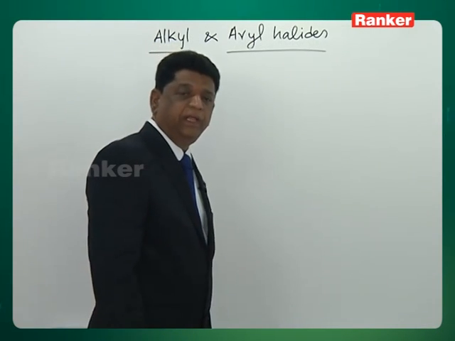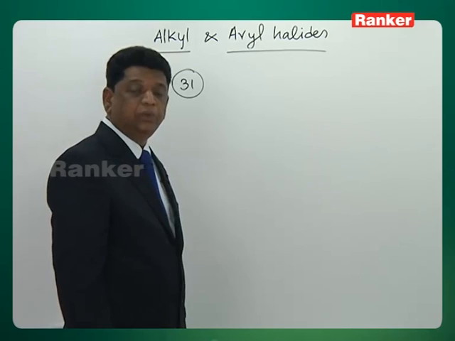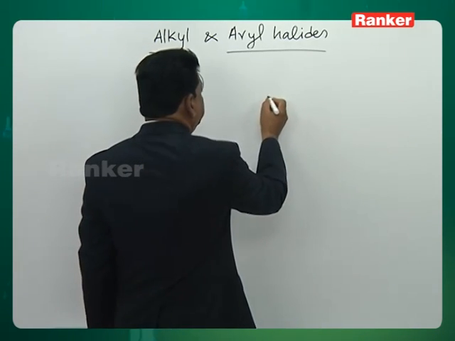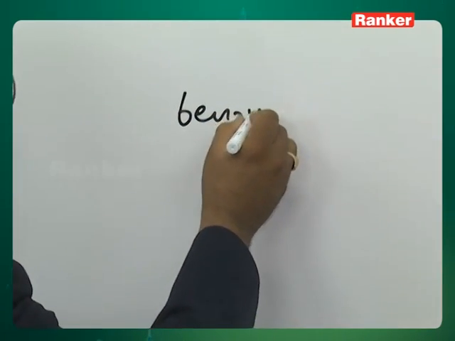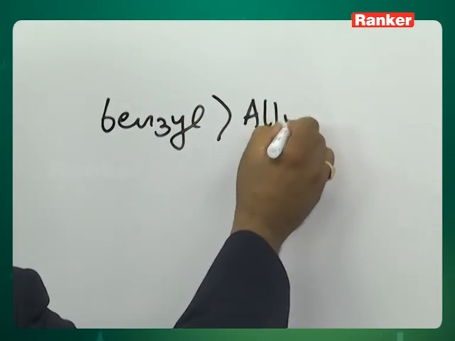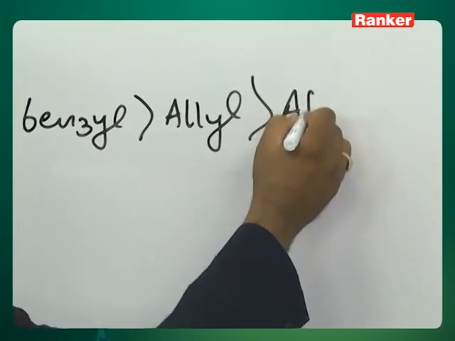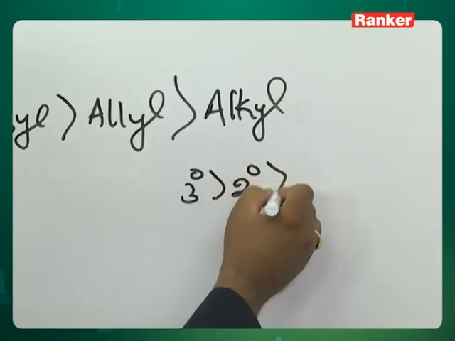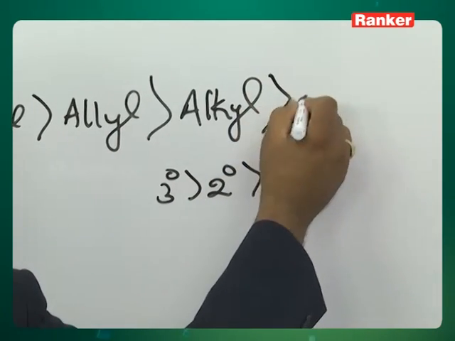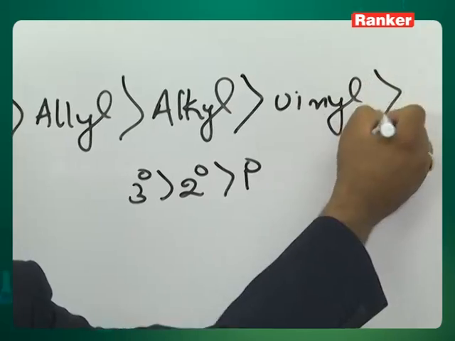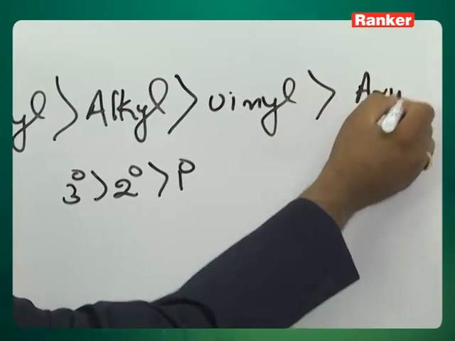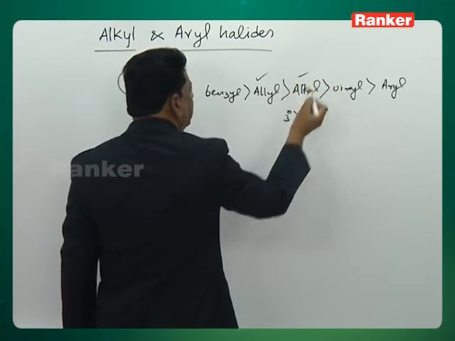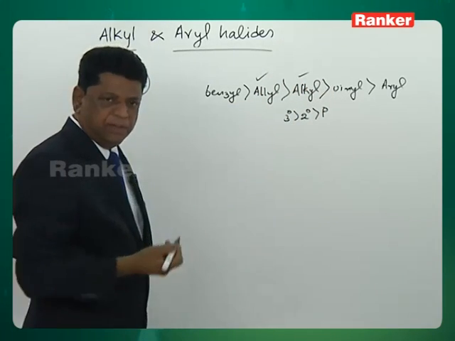Now, the SN1 reaction passes through the carbocation. So in this reaction, the general order is that benzyl type will be the faster reaction over allyl, over alkyl. Within alkyl, 3 degree, 2 degree, 1 degree. Then we have the vinyl type, then the aryl type. The question is between the allyl type and the alkyl. Out of these two, allyl will be faster.